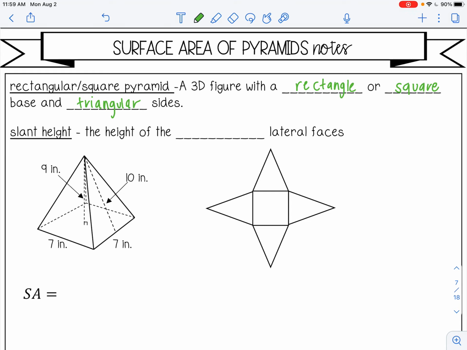Slant height is the height of the triangular lateral faces. So we know normal height is from the top of the shape to the bottom. It's perpendicular with the base. So this is just the normal height, and it can be used to find things like the volume. It can also be used to find surface area using a different formula. But we're going to use the lateral height, which is here. It's the height of the triangular faces because then we can find the area of the triangles. So this is the slant height.